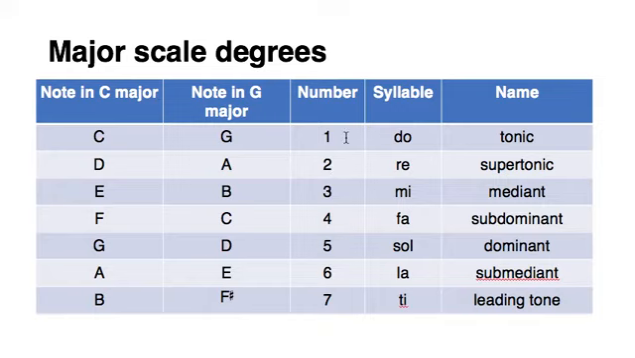So what we're doing here is transposing all of this to start at a different note. And remember, because we needed that same pattern of whole tones and semitones, now scale degree 7 is F sharp. We needed an accidental to obey that pattern, which is scale degree 7, Ti, also called the leading tone.